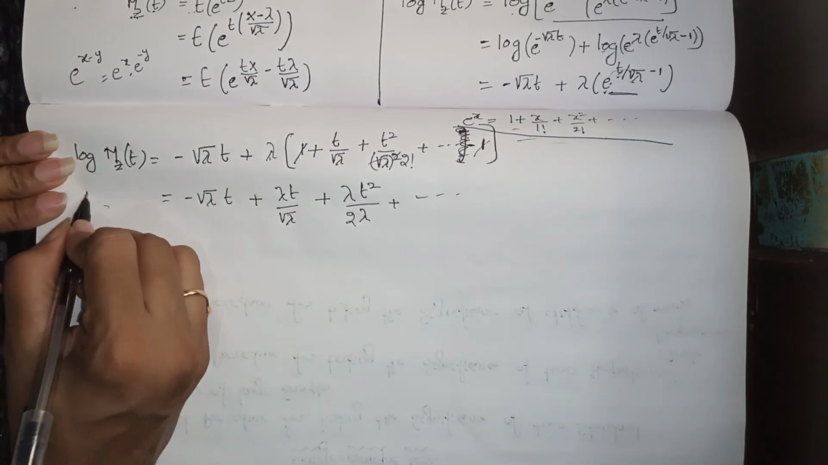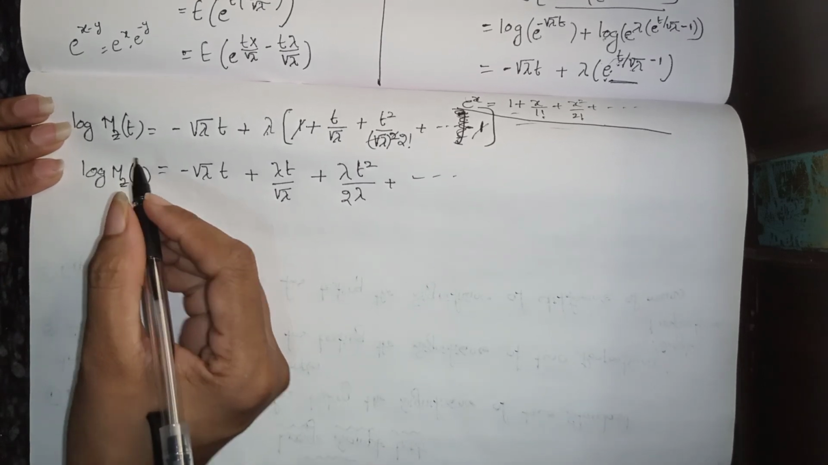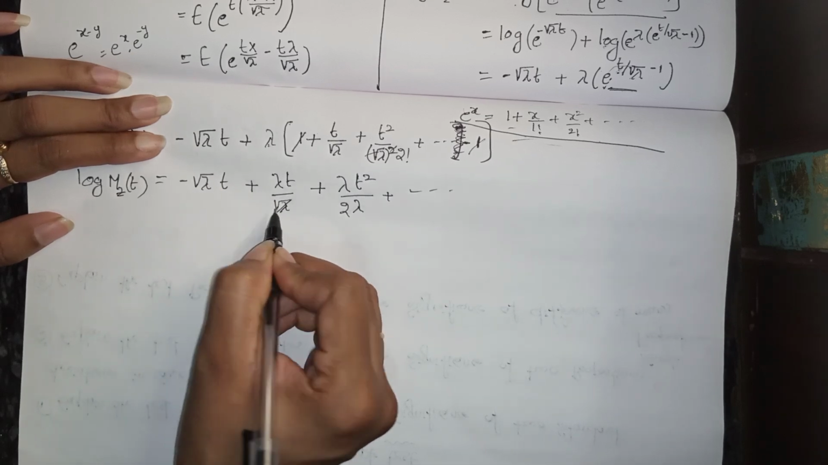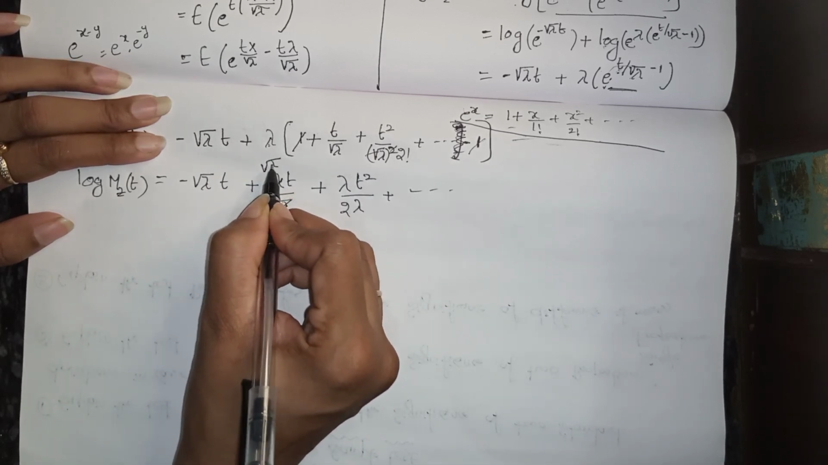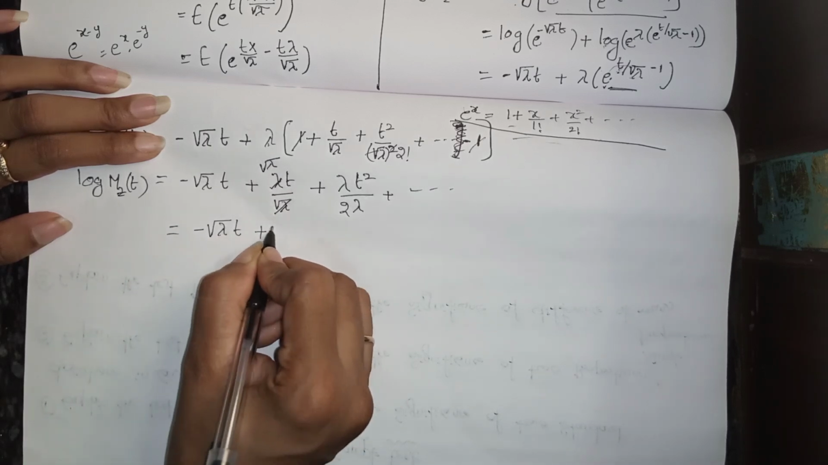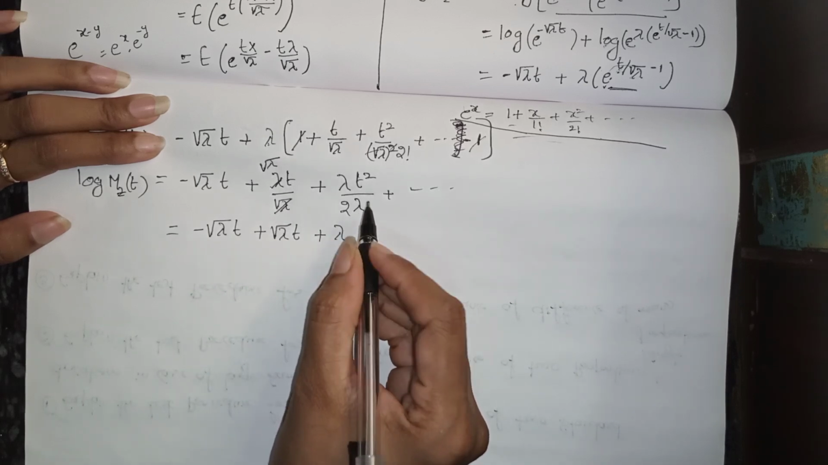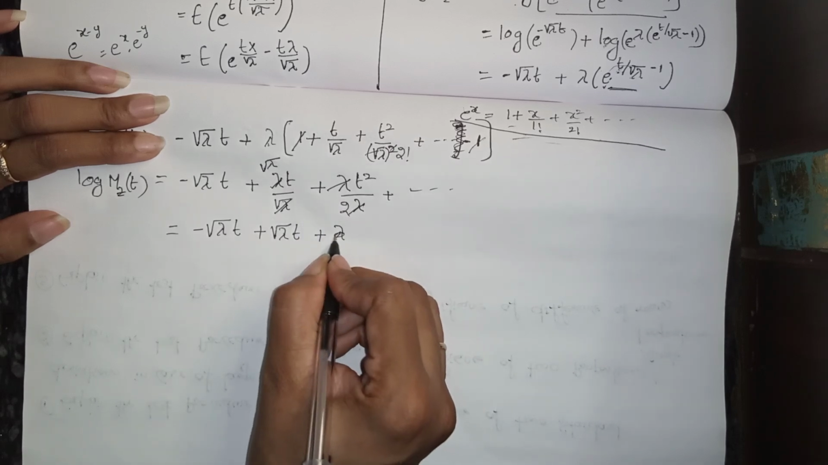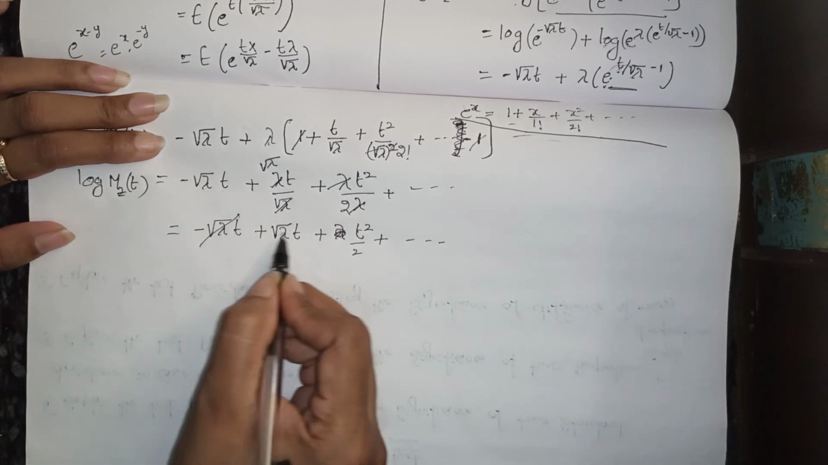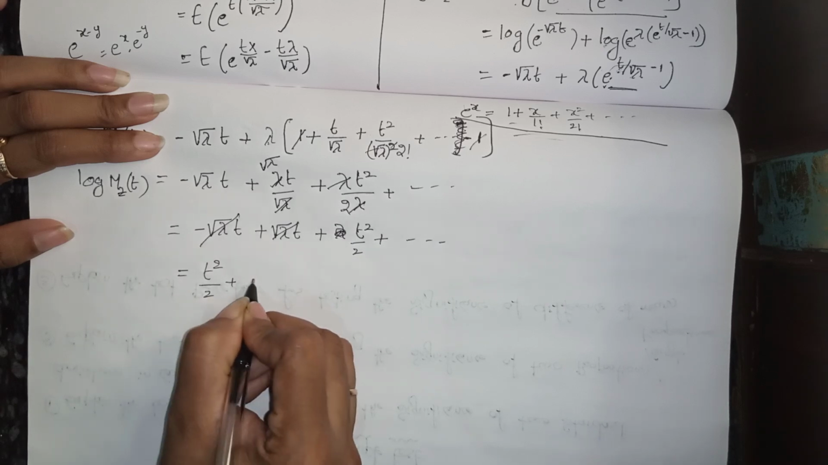So now we have log mz of t. Here, root lambda times root lambda goes in lambda. So the next terms are minus root lambda t plus root lambda t, and lambda in lambda also get cancelled. These two get cancelled, so the remaining term is t squared by 2 plus and so on.